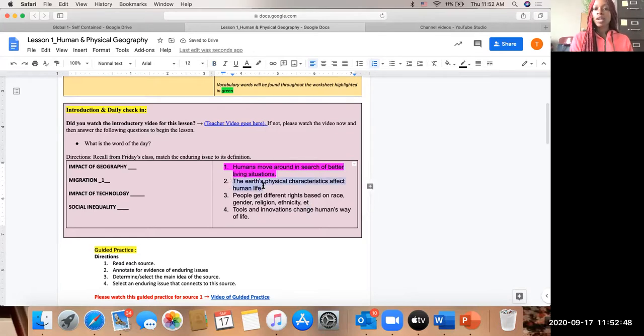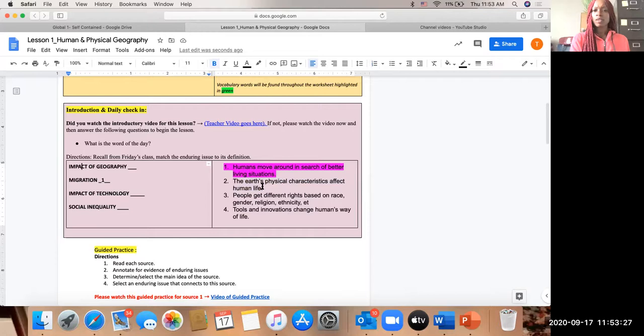The Earth's physical characteristics affects human life. Now, when I think of the Earth's characteristics, I think of stuff like precipitation, rain, snow, global warming, the heat. I think of stuff that's happening in an environment like COVID, coronavirus, the flu, sicknesses, diseases. I think of stuff like that. So let me go to my enduring issues and see which one correlates. Is that an example of the impact of geography? Is it an example of the impact of technology? Or is it an example of social inequality?